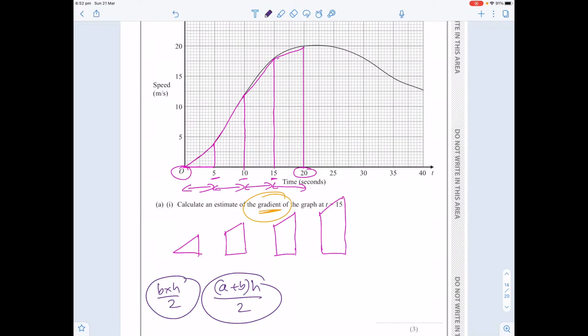Okay, all right, so let's continue. Each of these, the width is 5 each time. We just need to calculate the heights. For the triangle, the height is right there, so we want to know what this value is. You can make this approximation, or you can try to calculate it as well.